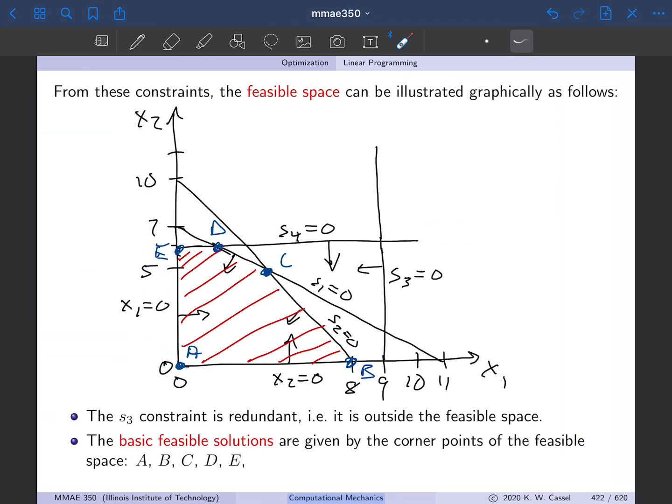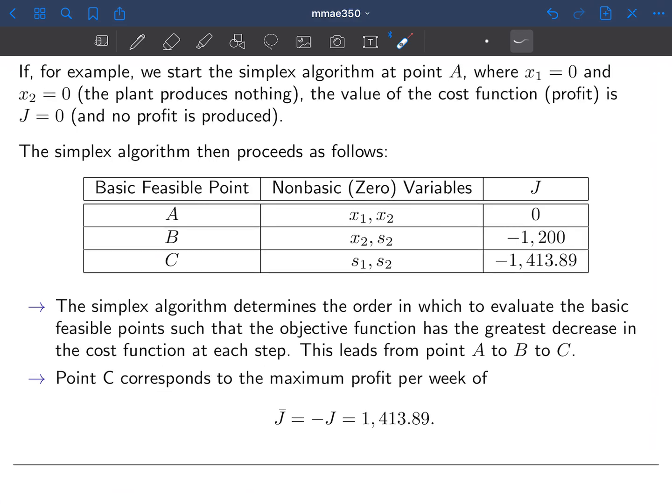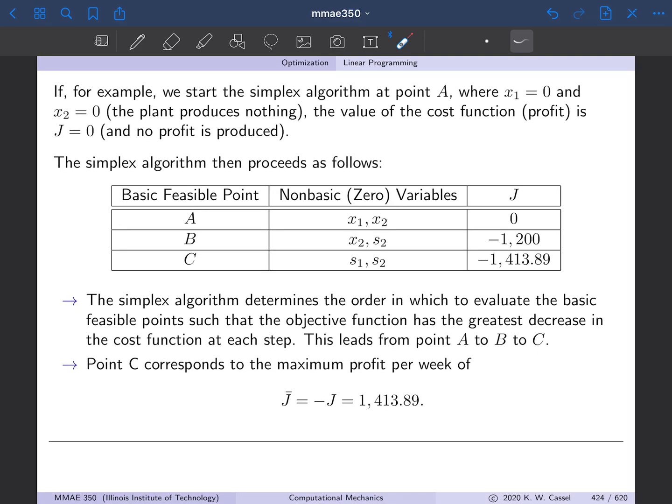So starting from point A right here, we would just decide, do we want to go and do B next, or do we want to go and do E next? And again, the Simplex algorithm has intelligent ways to figure that out. We're just going to go straight to B and see what happens. So in the previous table, B corresponds to when x2 and s2 are 0. And when you put in x2 and s2 equal to 0 and you solve for J, you get minus 1,200. So that's a candidate. It is certainly more negative than 0.